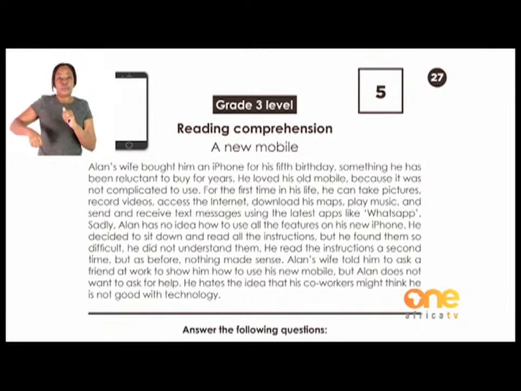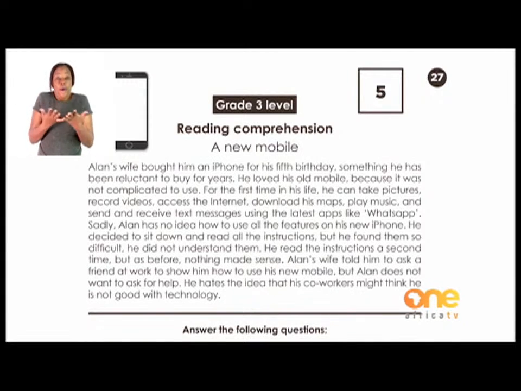Alan's wife bought him an iPhone for his 5th birthday, something he has been reluctant to buy for years. He loved his old mobile because it was not complicated to use. For the first time in his life, he can take pictures, record videos, access the internet, download his maps, play music, and send and receive text messages using the latest apps like WhatsApp. Sadly, Alan has no idea how to use all the features on his new iPhone.